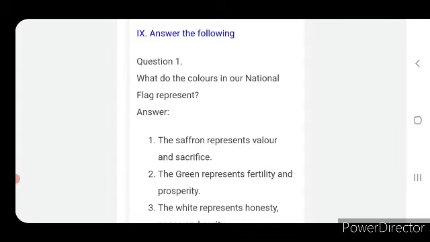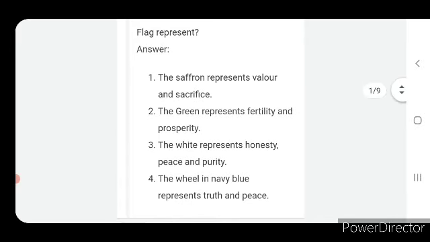We'll see the answer to the following: what do the colors in our national flag represent? The saffron represents valor and sacrifice. The green represents fertility and prosperity. The white represents honesty, peace and purity. The wheel in navy blue represents truth and peace.